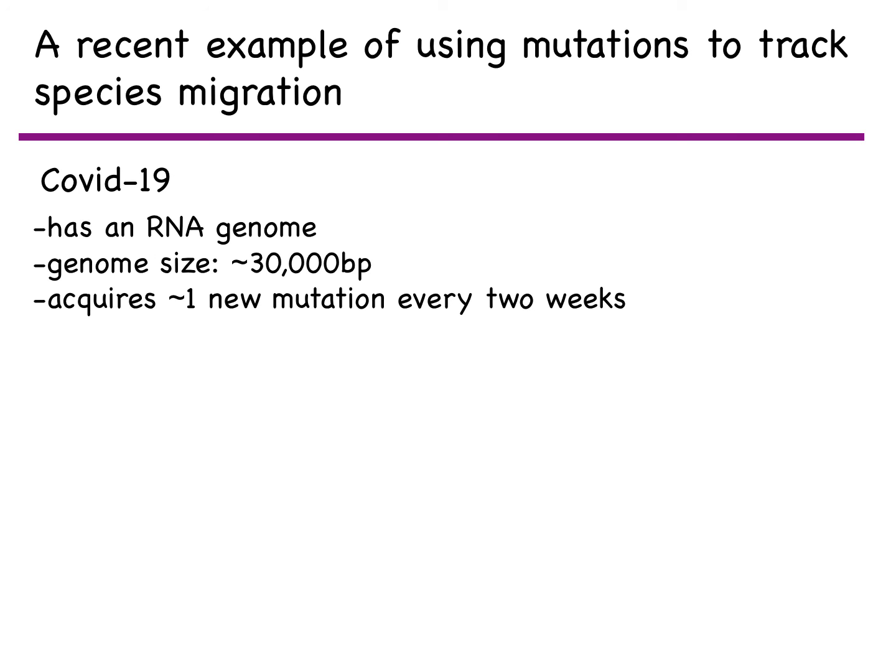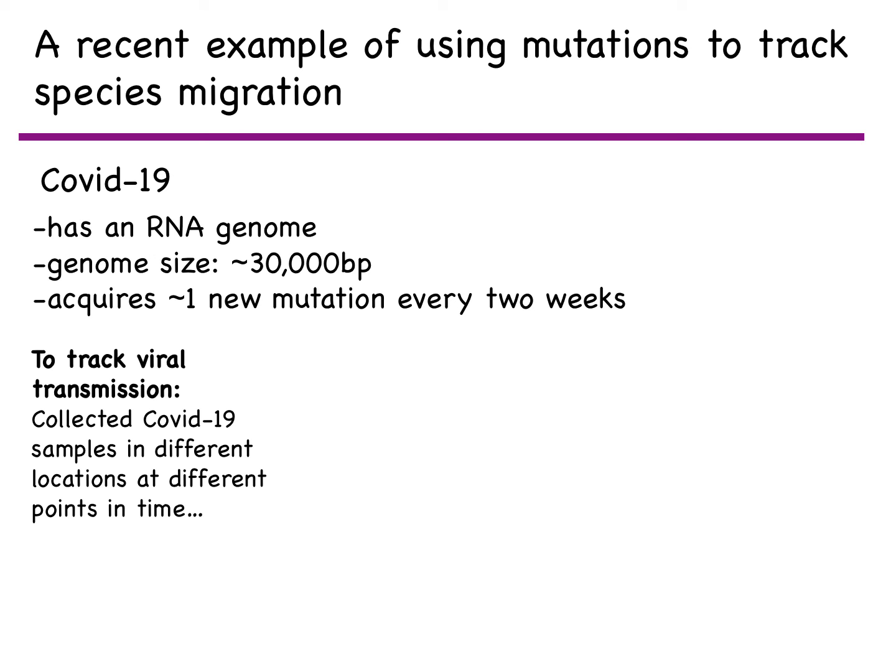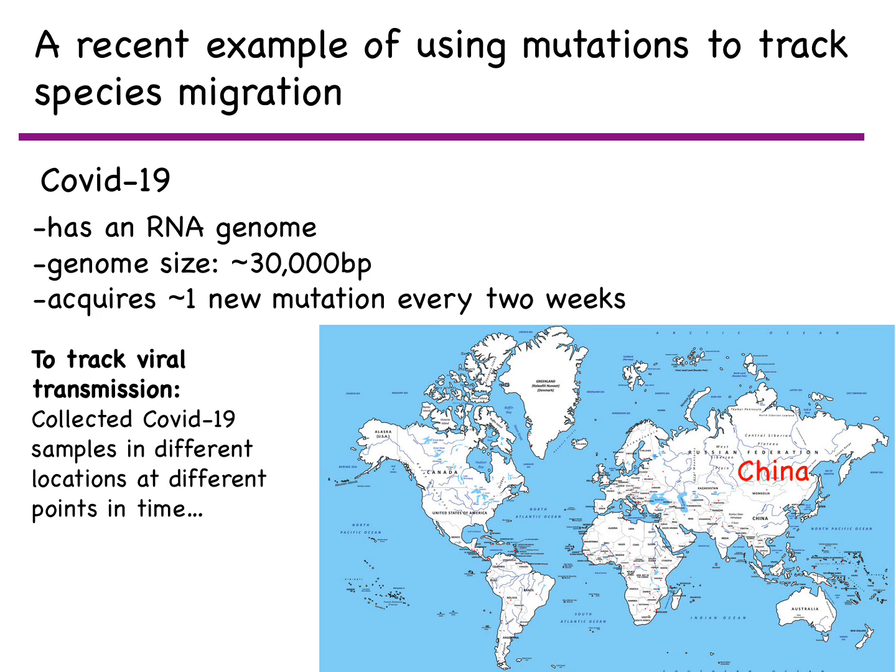Okay, so basically, people have been trying to understand the spread of COVID-19, and the way they've gone about doing this is that they basically collected COVID-19 samples in different locations in the world at different points in time. So, for example, there are some that have been collected in China, some in Europe, some in the US, and at various other locations throughout the world. And they were collected at different points in time.